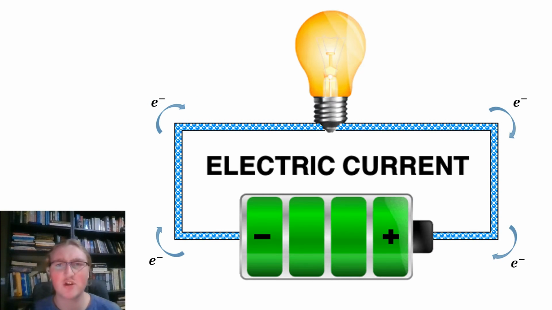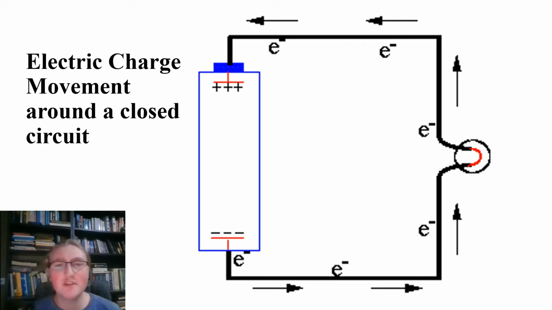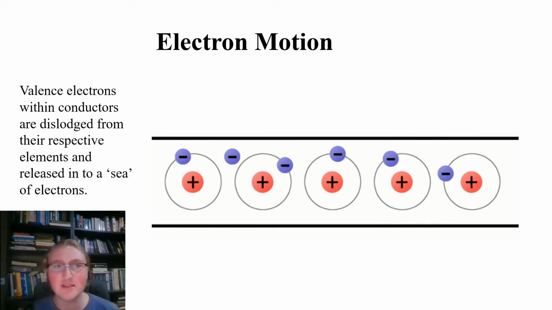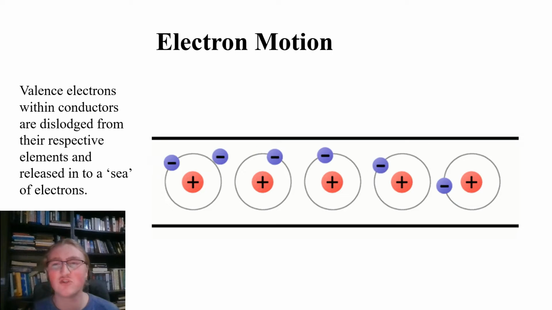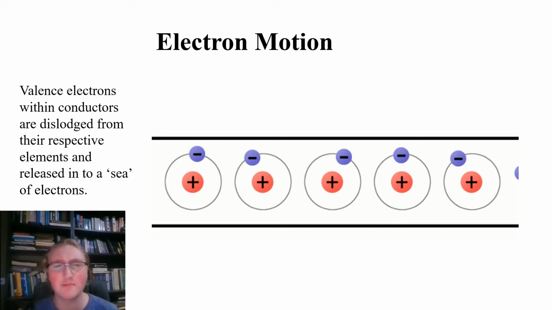Let's discuss the electric current of a circuit. Current is the movement of electrical charge throughout a closed circuit. Within conductive elements such as copper or gold wiring, immense numbers of free valence electrons are dislodged from their respective elements and are released into constant motion.